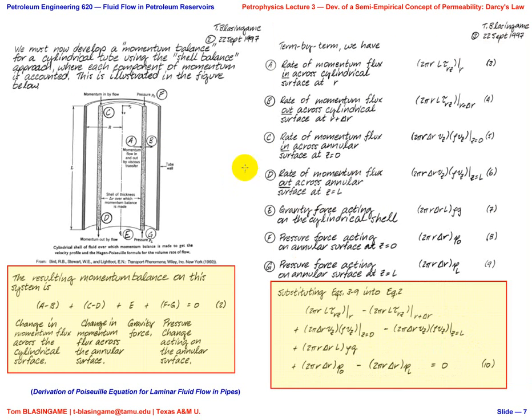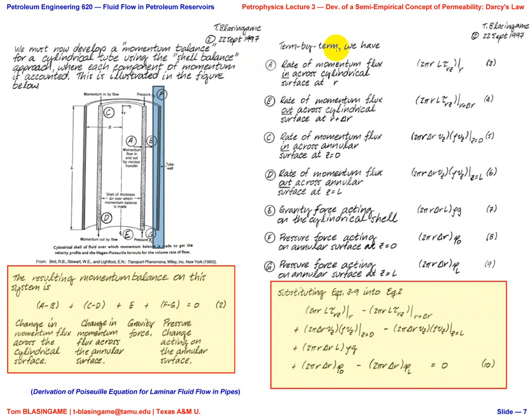So now we go to an annular system, and we have to define terms. So I've marked A, B, C, D, E, F, and G. A and B are the momentum flux across this. C and D are the momentum flux down the annular surface. And then E is the gravity force, which you can't ignore. And F and G is a pressure change on the system.